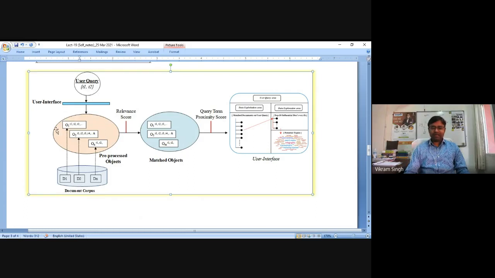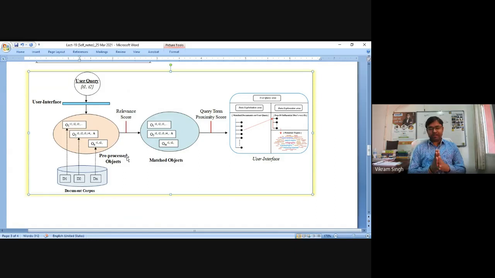have basically extracted the objects, right? To extract and match the objects, we have utilized some relevance mechanism or some similarity score. And after getting these objects, we have sent these documents for relevance ranking based on the query term proximity score. So we have two levels.